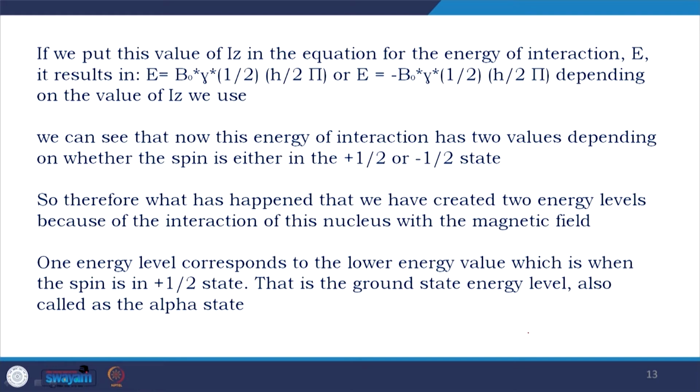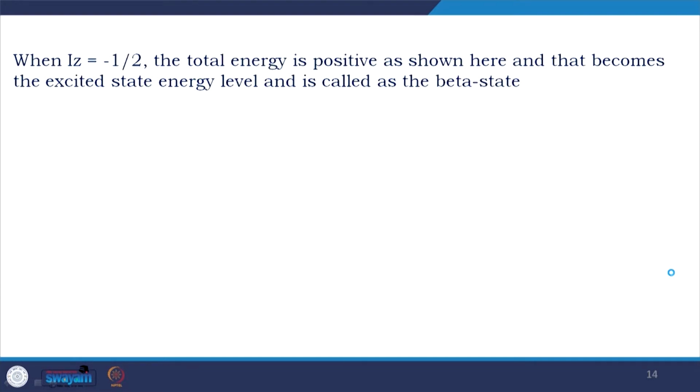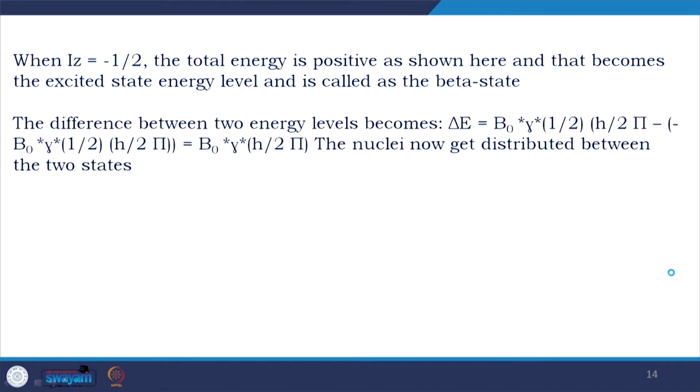So, we talk about energy splitting. The lower state is the alpha state, and we will see the higher state is the beta state. When Iz equal to minus half, the total energy is positive as shown here, and that becomes the excited state energy level, called the beta state. The difference between the two energy levels becomes delta E equal to B0 gamma half h by 2 pi minus minus B0 gamma half h by 2 pi, equal to B0 gamma h by 2 pi.